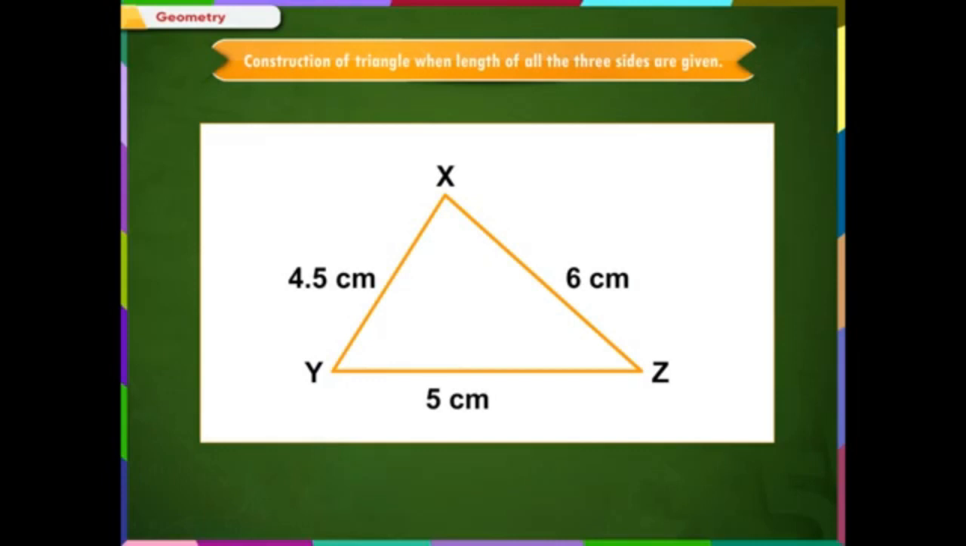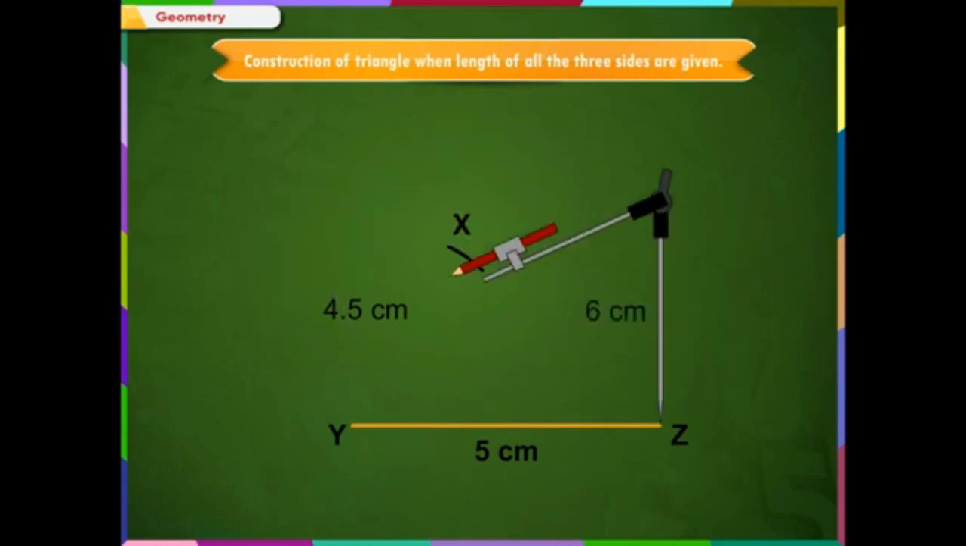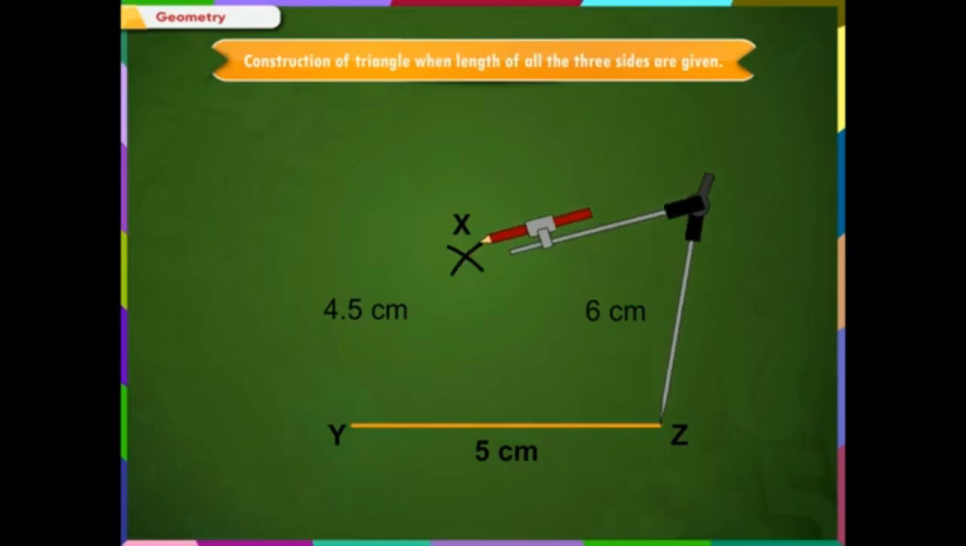Step 1. From the rough figure, it is clear that first we have to draw a line YZ of length 5 cm. Step 2. From Y, point X is at a distance of 4.5 cm. So, with Y as center, draw an arc of radius 4.5 cm. Step 3. From Z, point X is at a distance of 6 cm. So, with Z as center, draw an arc of radius 6 cm.